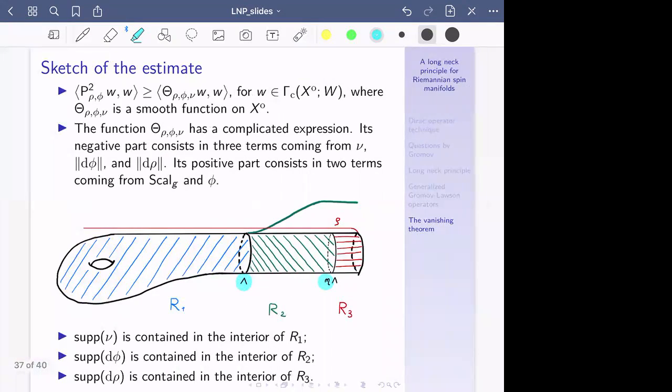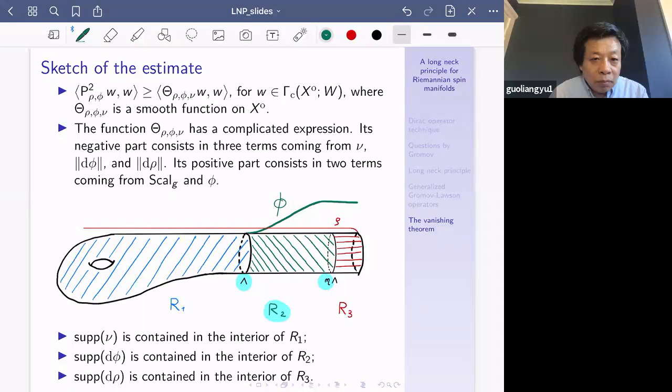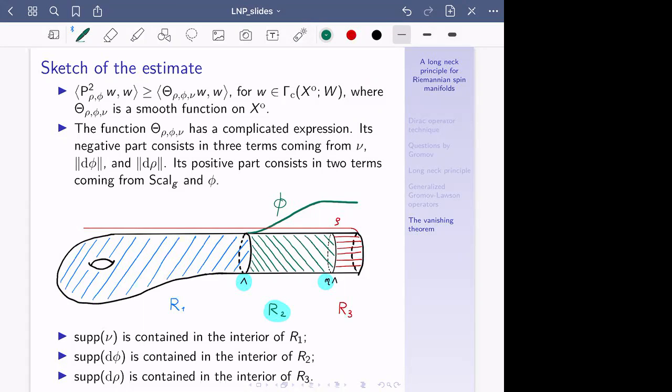And the idea of the proof, of course, I will not go into details, but the idea of the proof is the following one. We divide our manifold into three regions. There is a region R3 where the support of the differential of rho is contained. Then there is a second region R2 that contains the support of the differential of the potential phi. And then there is the region R1 that contains an essential support of the bundles E and F. In other words, the support of nu is contained in the interior of R1.